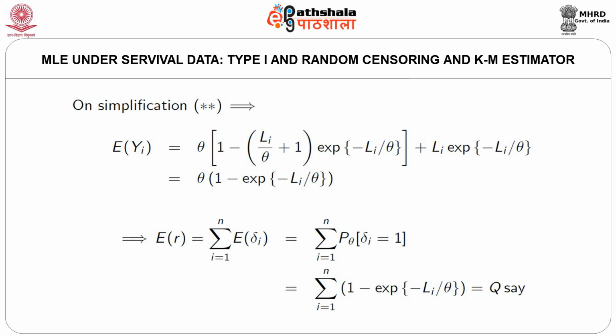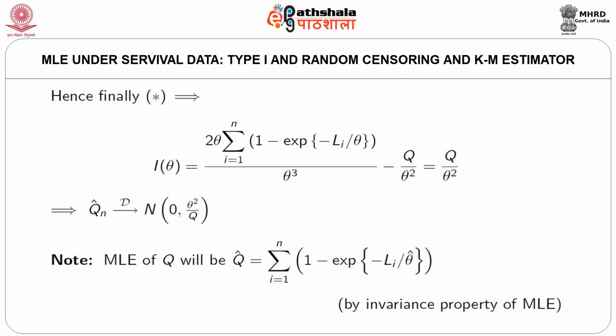So this implies expectation of r is equal to summation expectation of delta i, is equal to summation probability of delta i equal to 1, and as we already know, probability delta i equal to 1 is nothing but capital F theta Li, and that is equal to 1 minus e to the power minus Li by theta. Therefore our expectation of r becomes summation i from 1 to n of 1 minus e to the power minus Li by theta. Let us denote this expression by q, say.